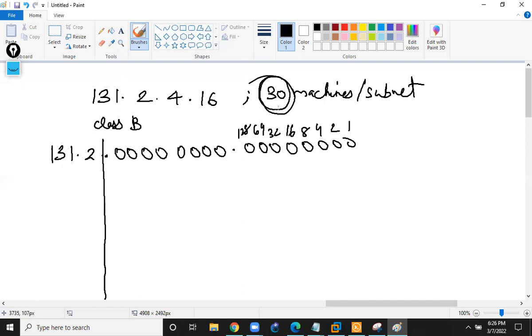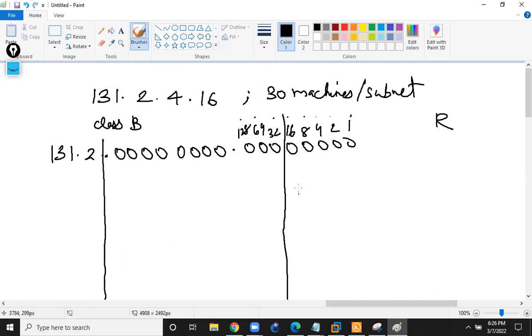Between 32 and 16. Here we'll be writing the values from the rightmost side: 1, 2, 4, 8, 16, 32, 64, 128. Don't consider that part. Clear? So now you will draw the line between 32 and 16.